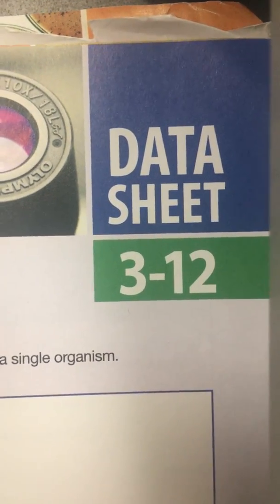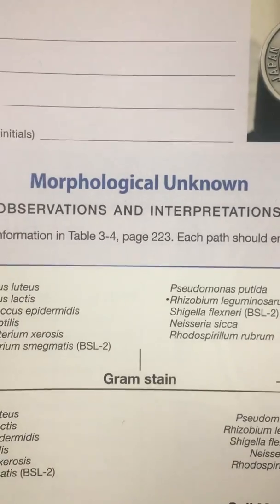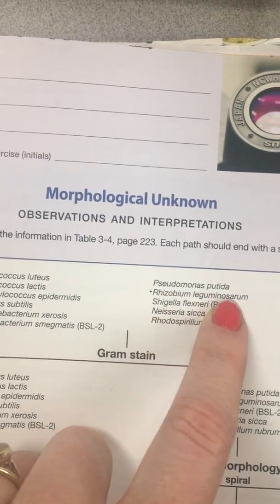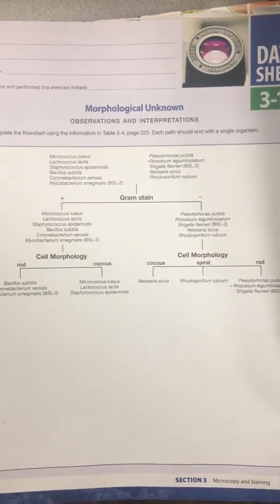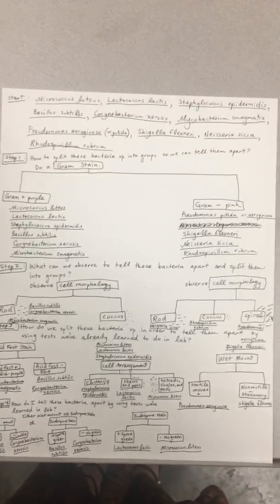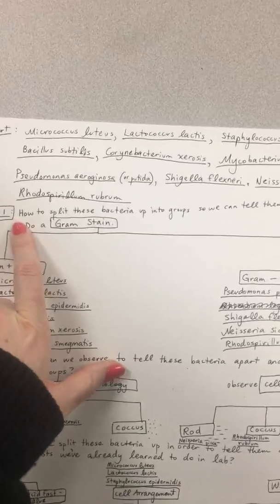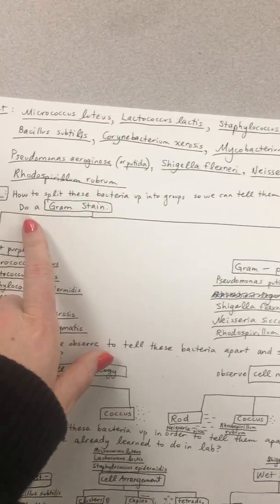Today we're starting with data sheet 3-12 for your microscopy and staining for your morphological unknown observations and interpretations. We're starting with this group of bacteria here today, and we're excluding this one. I've broken this up into a more blatant chart for you to completely understand what's going on. So let's start up at the top. Step 1, how to split these bacteria up into groups so we can tell them apart.